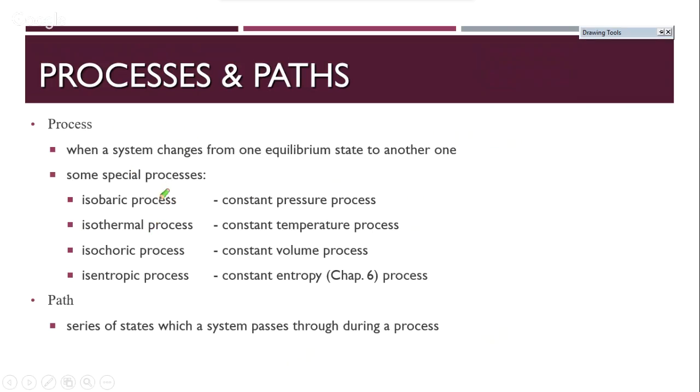When the process is happening, the process could be an isobaric process, or an isothermal process. What is isobaric? Pressure remains constant. Isothermal means temperature is constant. Isochoric is volume constant. Isentropic means entropy is constant. So there are different types of processes, and all of these processes can be thought of.